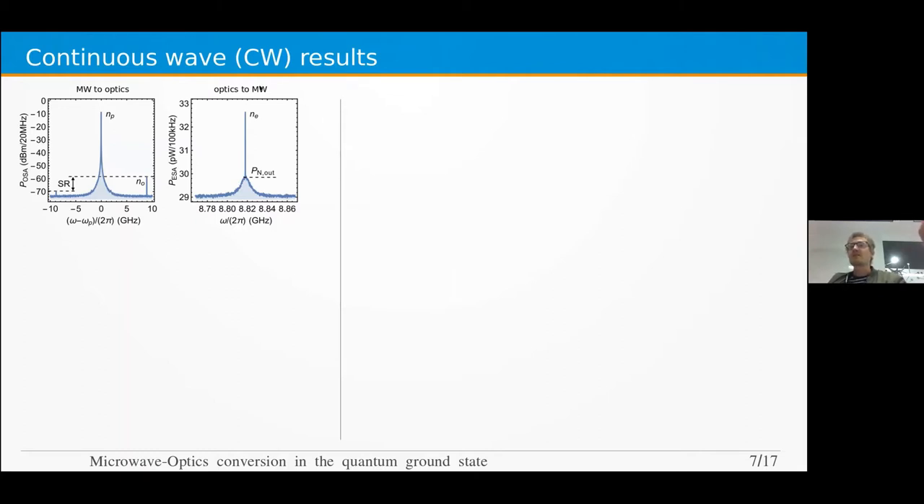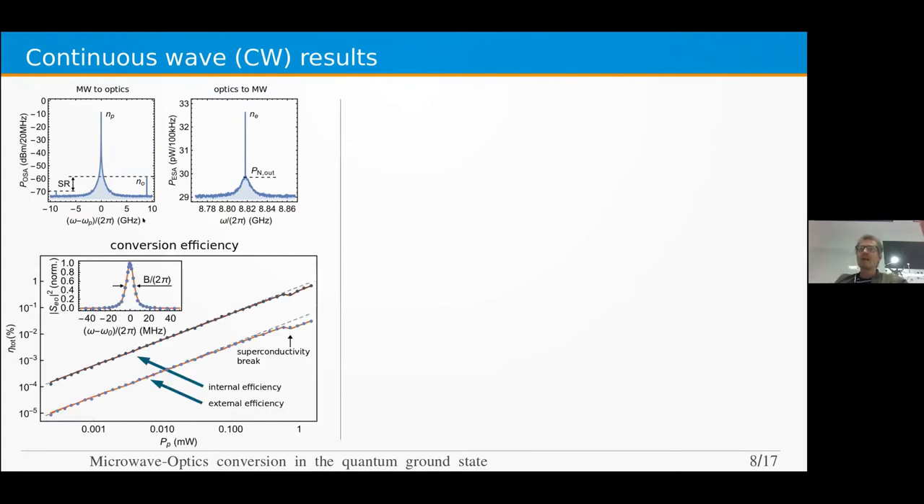Now if we send optics on the microwave side, we see the converted microwave signal, but it's sitting on top of a Lorentzian shape. This is the thermal occupation of the microwave resonator, because by sending this strong optical laser tone, we heat the cavity. The conversion efficiencies that we measure for pump powers going from a few hundred nanowatts to 1 milliwatt go up to 10⁻²%.